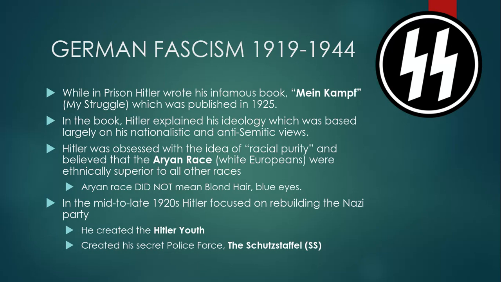Mid to late 20s, he focuses on rebuilding the Nazi party. He creates the Hitler Youth, and he also creates his secret police force, the Schutzstaffel, or the SS.